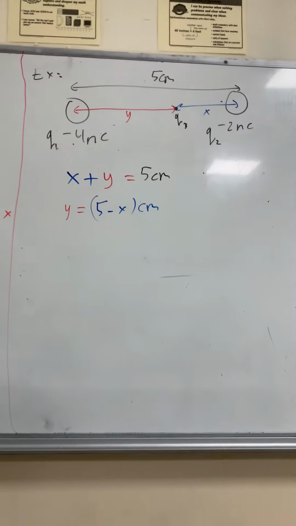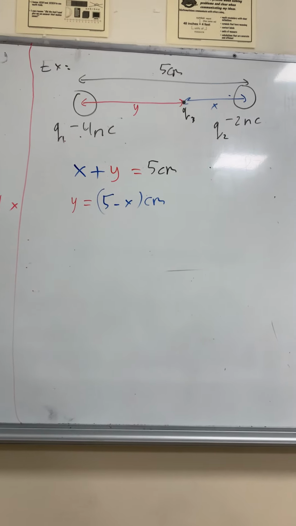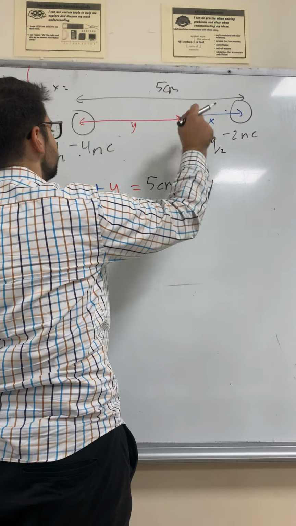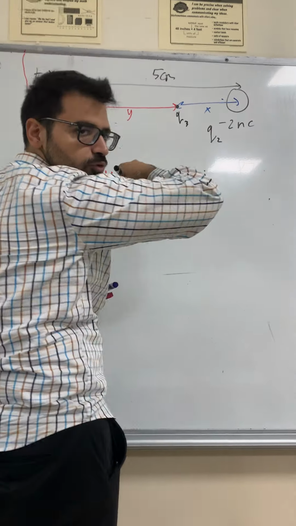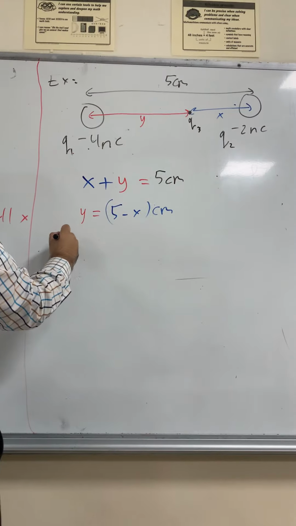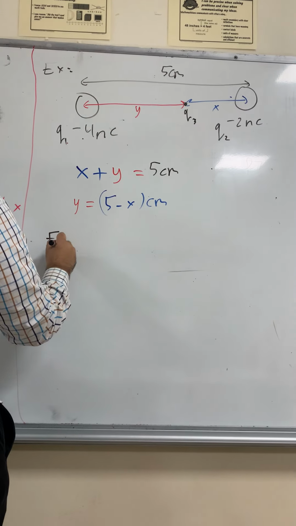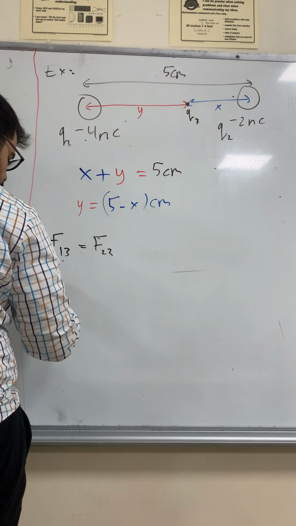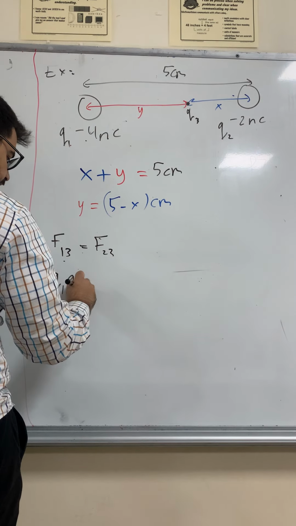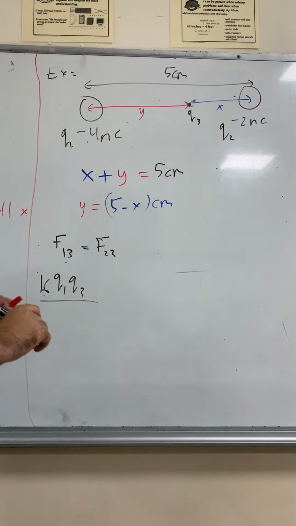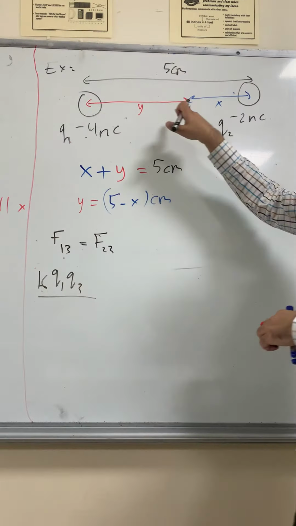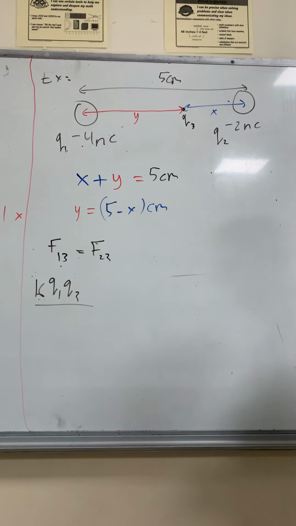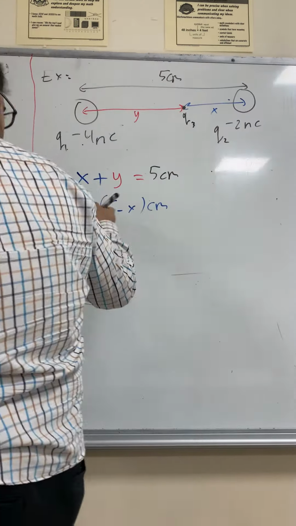So to find equilibrium position, we do the following. We say, okay, what are the forces acting on Q3? It's attracted by Q2 and it's attracted by Q1. So we have two opposite forces. So we say that force between 1 and 3 should be equal to force between 2 and 3. So K Q1 Q3 over, what's the distance between 1 and 3? y, which is 5 minus x centimeters, or 0.05 minus x squared.